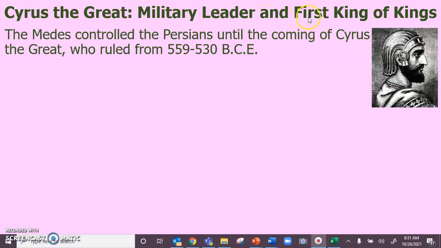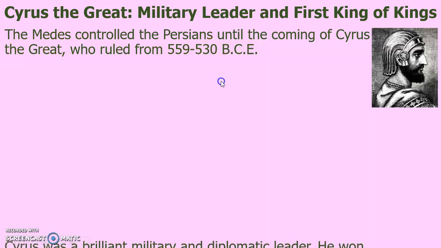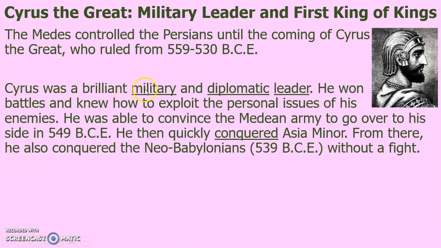Cyrus the Great, military leader and first king of kings. The Medes controlled the Persians until the coming of Cyrus the Great, who ruled from 559 to 530 BCE. Cyrus was a brilliant military and diplomatic leader. He won battles and knew how to exploit the personal issues of his enemies. He was able to convince the Median army to go over to his side in 549 BCE. He then quickly conquered Asia Minor. From there, he also conquered the Neo-Babylonians in 539 BCE without a fight.